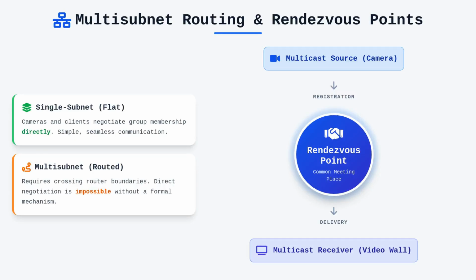Configuring these points manually or dynamically requires a firm grasp of your overall network topology, as an incorrectly defined rendezvous point results in fragmented streams and intermittent failures. It is common to see scenarios where a video wall client located on a different VLAN simply fails to receive the stream because the multicast routing protocol has not been configured to traverse the gateway.